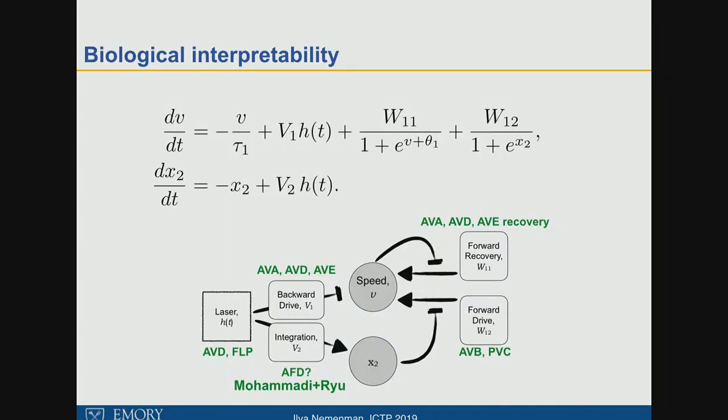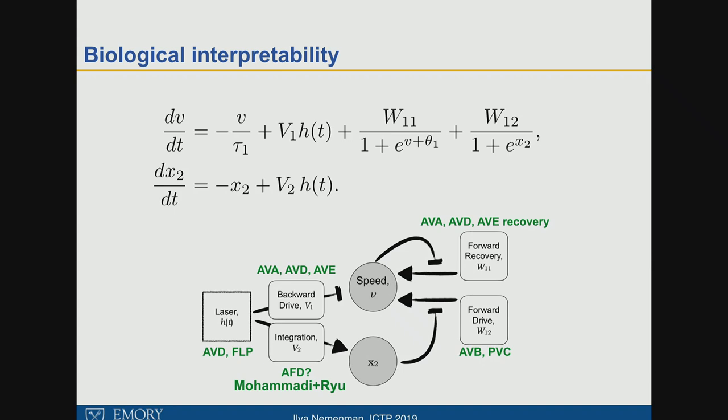And now this is finally the model that we have derived, right? And it's of the sigmoidal form that I promised you it would be. dV/dt relaxes to zero, is driven by the heat that the worm experiences, and has sigmoidal interactions with itself and sigmoidal interactions with a hidden unit. This is a hidden unit X2. And what you will notice is that this hidden unit is just a linear low pass filter of the heat.